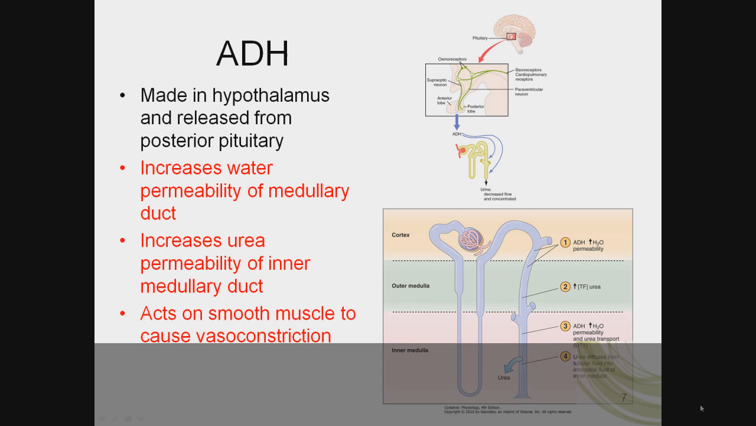ADH is made in the hypothalamus, and it's released from the posterior pituitary. ADH, when it's released, causes the medullary duct and collecting duct cells to insert aquaporins, and this allows water to move from the filtrate through the cells and into the interstitial space. The water is pulled by particles that are accumulating in the inner medulla, shown in this picture on the bottom right. Again, water moves for two reasons, either hydrostatic pressure or osmotic pressure.